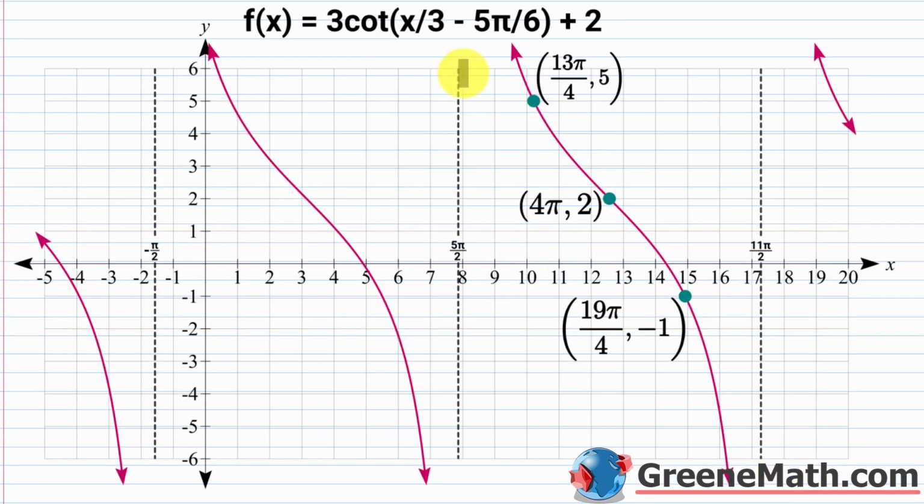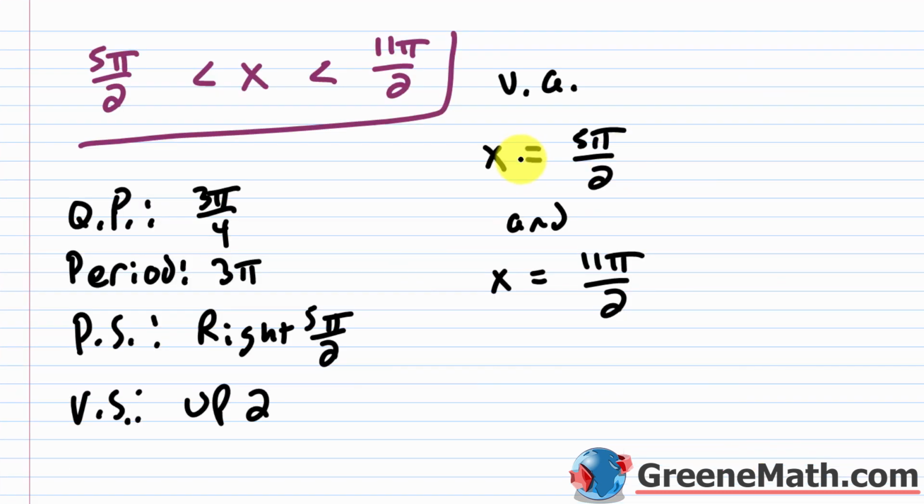So coming to the graph, here's your x equals 5 pi over 2. Here's your x equals 11 pi over 2. So we just need this point, and this point. We already know the y values. We just need to get the x values. So again, start with this x equals 5 pi over 2. That's the leftmost vertical asymptote that you found. So 5 pi over 2. And you're going to add a quarter period. So you're going to add 3 pi over 4.